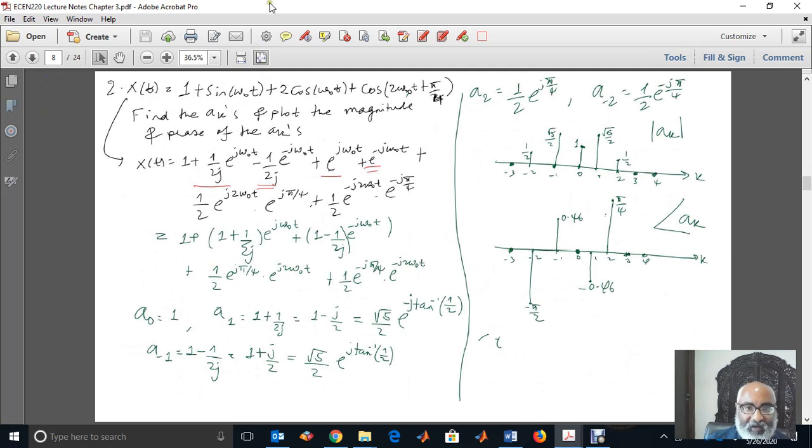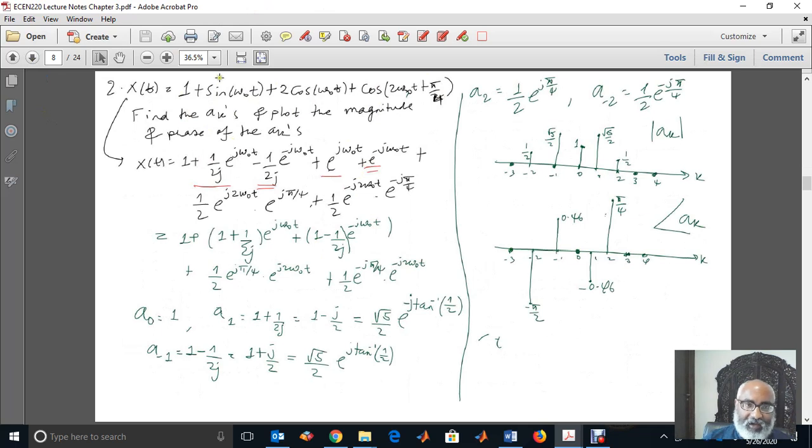Okay, so I have another example here. x of t equals 1 plus sine omega naught t plus 2 cosine of omega naught t plus cosine of 2 omega naught t plus pi over 4. Again, find the AKs. So what should we do? Again, we use the Euler. We don't do the integration.